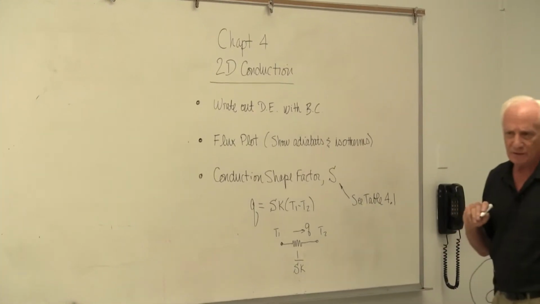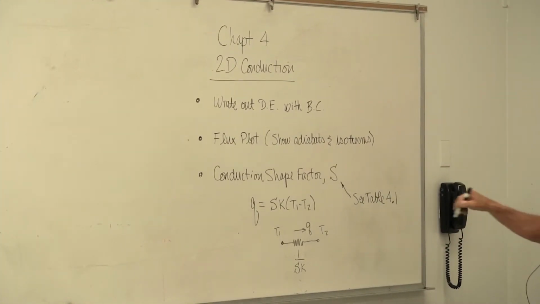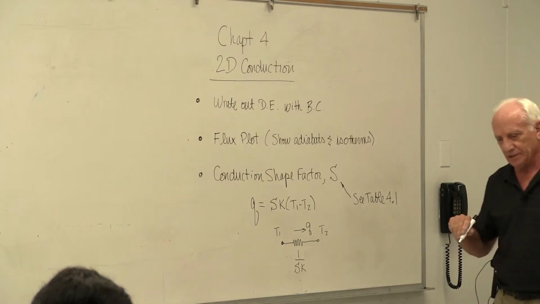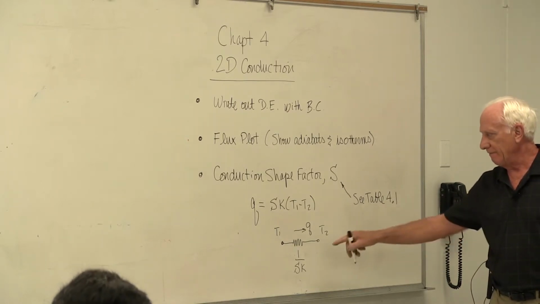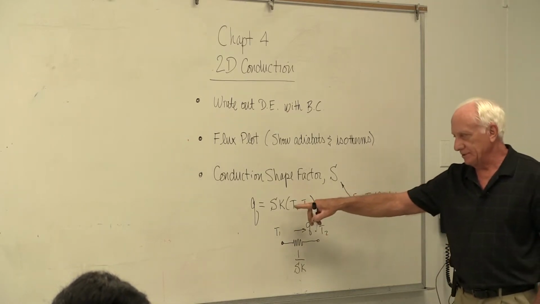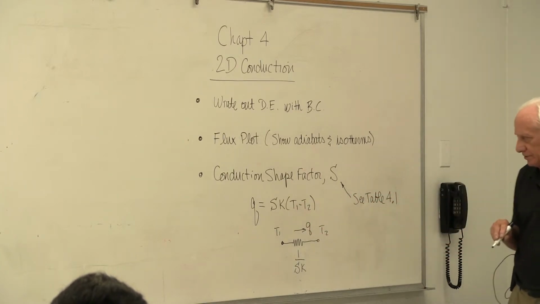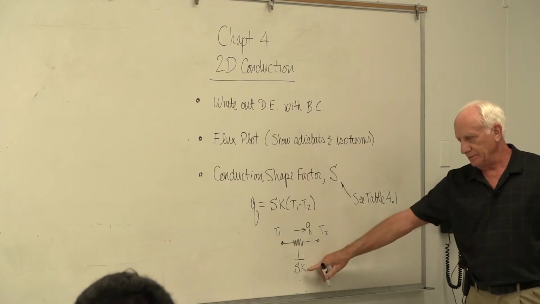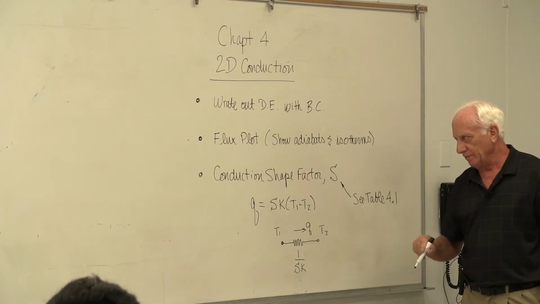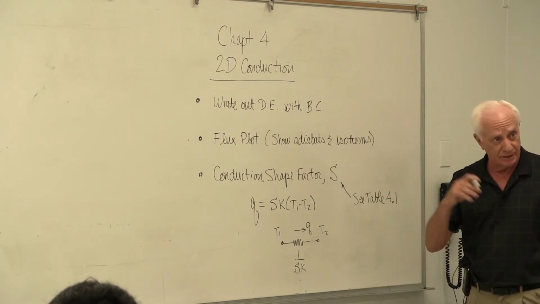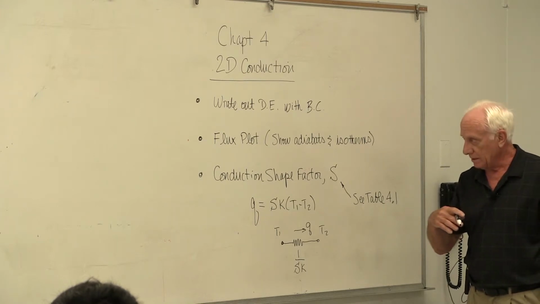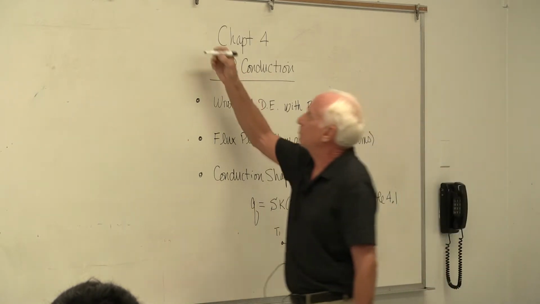And we had a problem, I think we worked in class and for homework, where you had to combine these resistances with convection. So you can also have convection resistances from surfaces, so you could construct an equivalent thermal circuit, including conduction, the S is the conduction part, with convection on the inside surface or the outside surface, whatever it might be. Okay, so that's chapter 4.